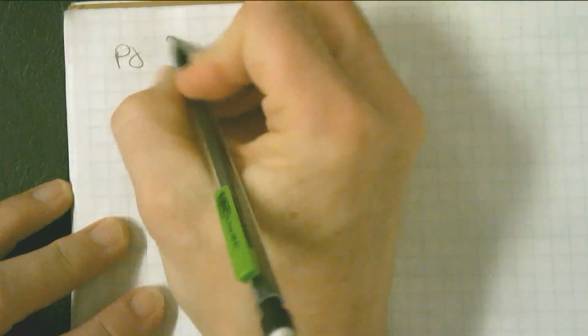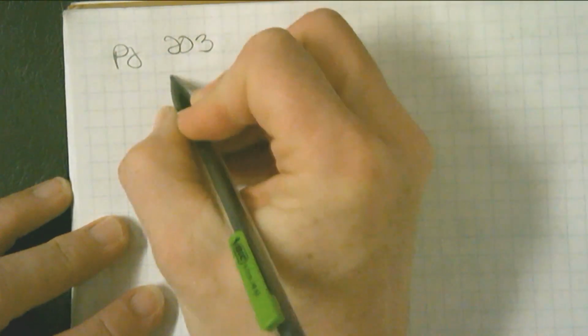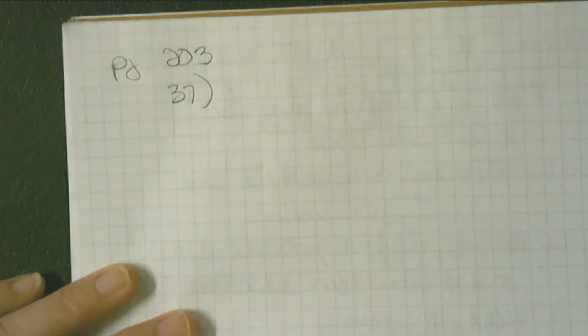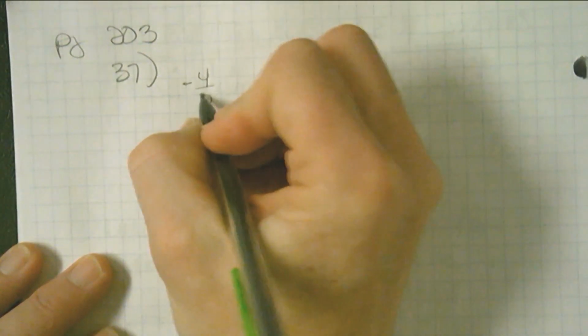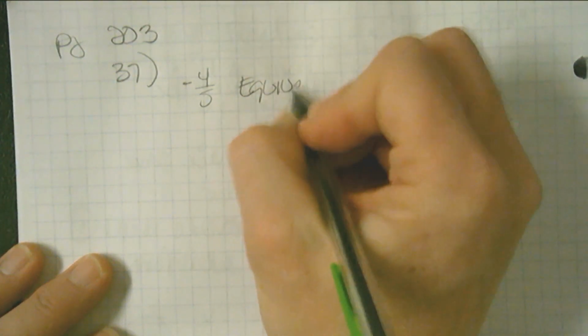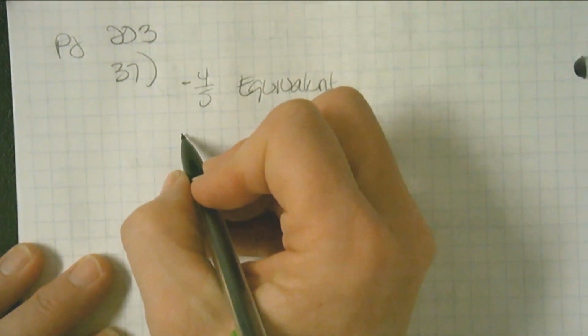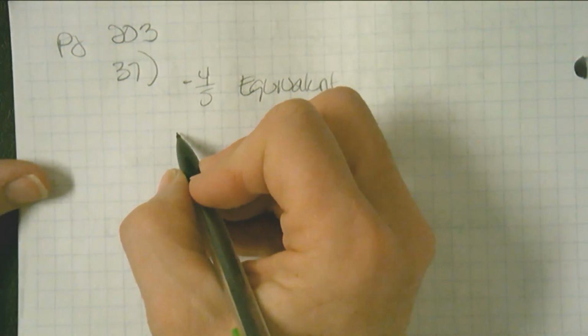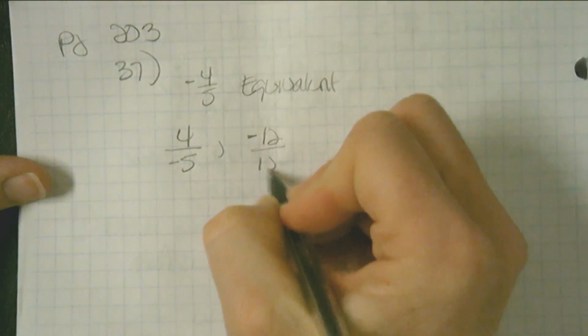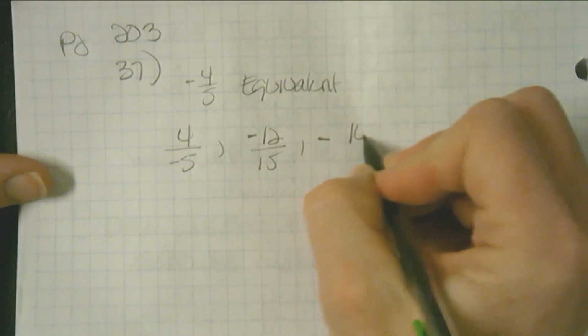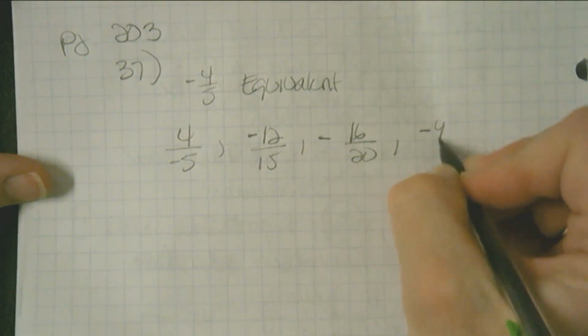All right, so let's take a look at number 37. All right, so 37 said, which of the following rational numbers is equivalent to negative 4/5? All right, so our choices are 4 over negative 5, negative 12 over 15, negative 16/20, and negative 4 over negative 5.